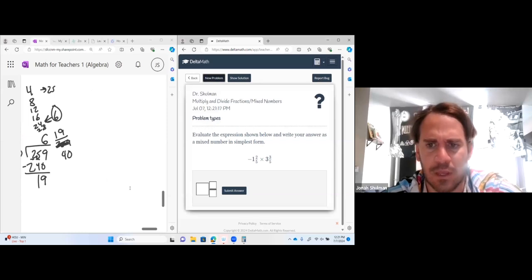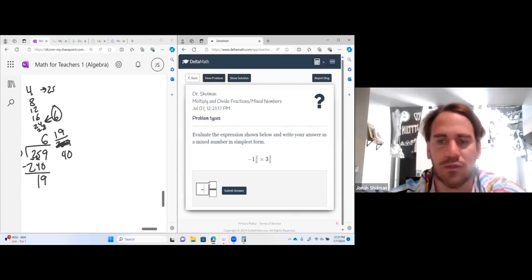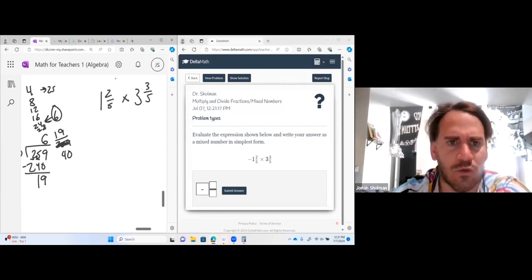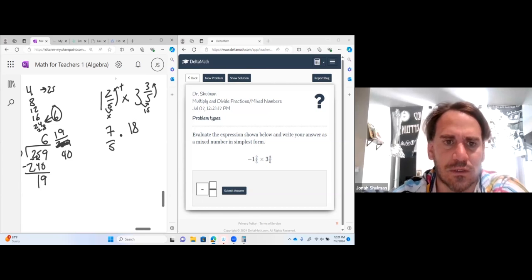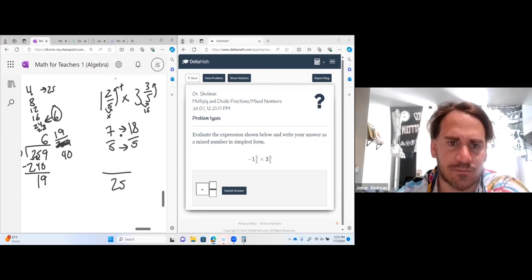All right. So we know this is going to be a negative answer because it's a negative times a positive. So 1 2/5 times 3 3/5. We multiply the bottom, we add the top. So that's 7/5 times 3 times 5 is 15. 15 plus 3 is 18/5. Can't simplify. So I got a 25 on the bottom.